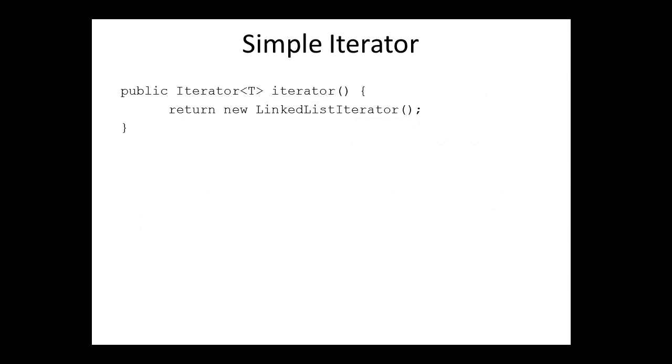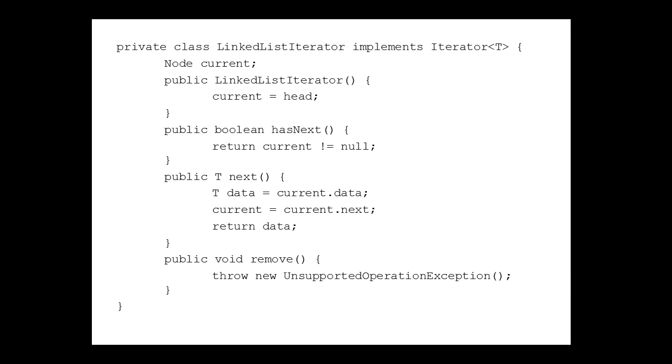Let's take a look at a simple implementation of iterator. Public Iterator is going to return new LinkedListIterator. LinkedListIterator is a class that implements Iterator. We will make a node, which we call current, and in the constructor of this class we're gonna set the current to be the head of the linked list. If you don't know what the head of the linked list is, or you don't know what a linked list is, you can check our other videos where we explain more about linked lists.